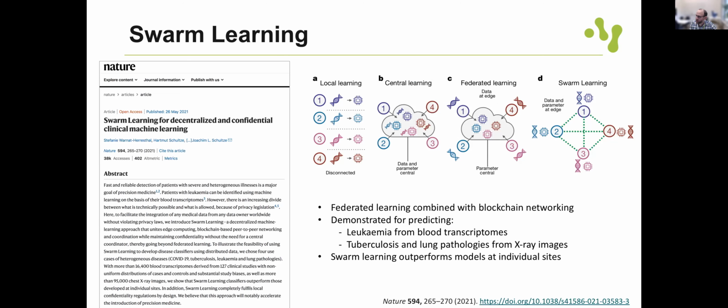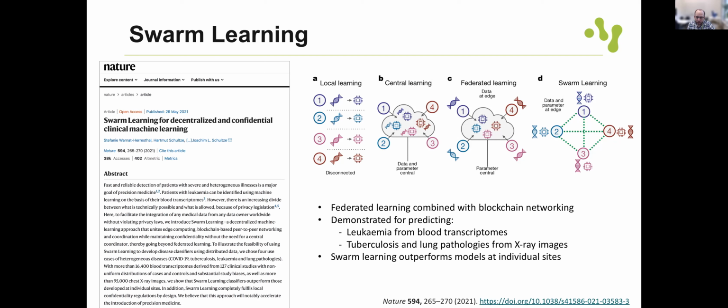And the most recent development in this is from the company HPE, and they term their federated learning approach swarm learning. They combine federated learning with blockchain networking, and then demonstrated this in a large-scale study, predicting leukemia from blood transcriptomes. They were also able to predict tuberculosis and lung pathologies from X-ray images.